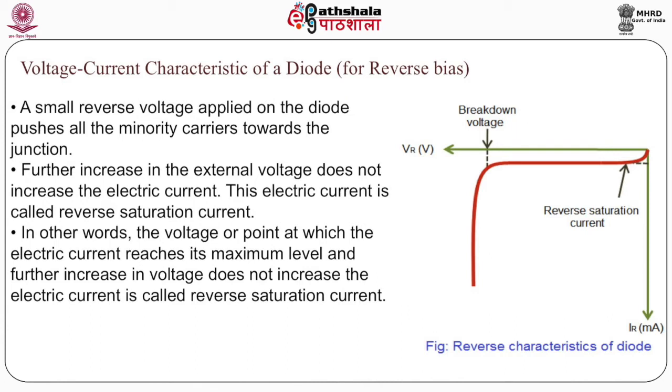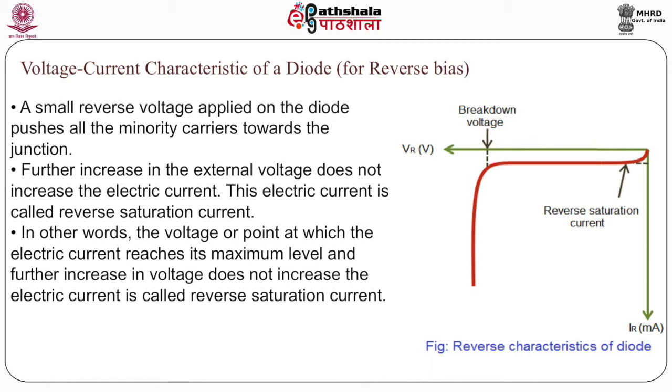Hence a small voltage applied on the diode pushes all the minority carriers toward the junction. Thus further increase in the external voltage does not increase the electric current, and this electric current is called reverse saturation current. That is, it becomes constant with the voltage. You keep on increasing the voltage, but the current will not increase. It becomes saturated, it becomes maximum at that level, and further increase in voltage will not change the current in the circuit. This is known as the reverse saturation current.